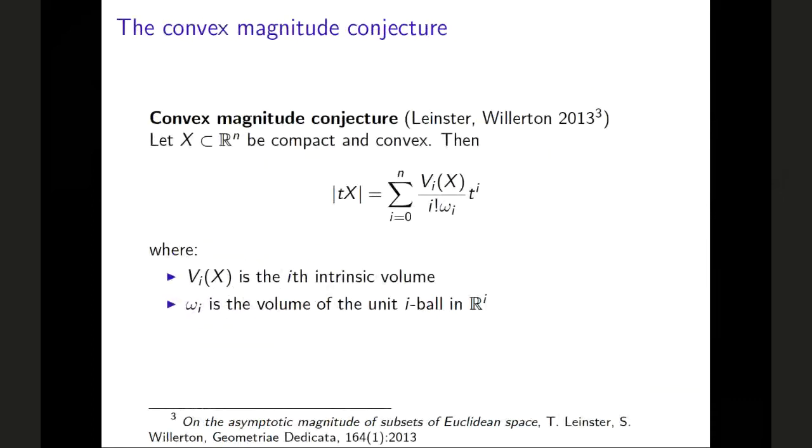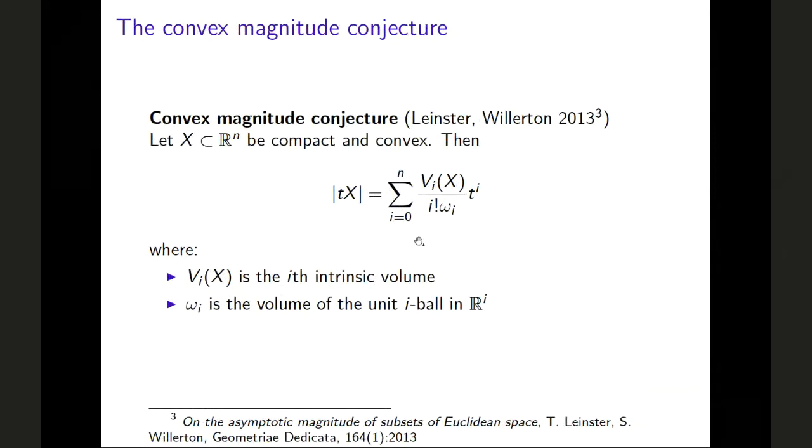And so in 2013, Leinster and Willerton, based on several computations, heuristic results, and plausibility arguments, suggested this conjecture. They suggested that for compact and convex subsets of Euclidean space, the magnitude is this polynomial expression in t, where the coefficients are given by the intrinsic volumes divided by the volume of the unit ball.